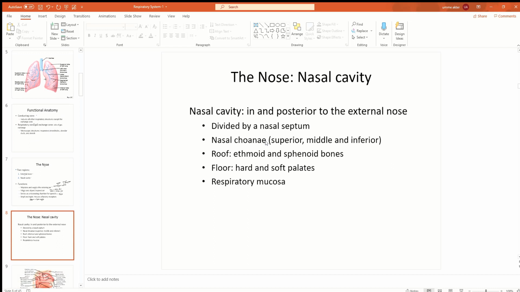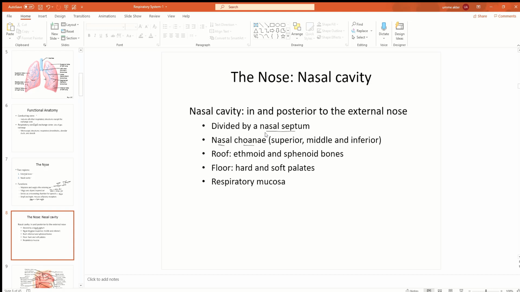Okay, so functions of the nose. Then inside the nasal cavity, you will see a septum, a partition, and that septum is in the middle. You can put your finger and touch the nasal septum, and the nasal septum divides the nasal cavity into two halves. Okay, two halves. And in the lateral wall of the nasal cavity, you have concha.